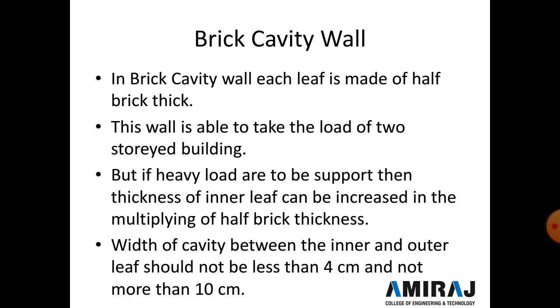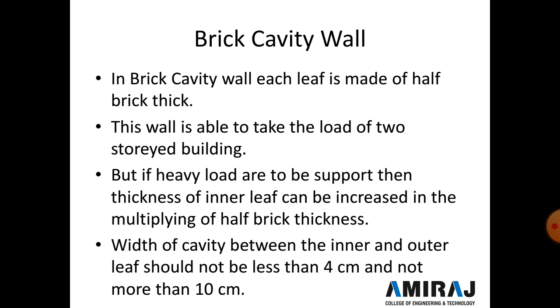Next is the brick cavity wall. In a brick cavity wall, each leaf is made half a brick thick, and this wall is able to carry the load of a two-story building. But if heavy loads are to be supported, then the thickness of the inner leaf can be increased in multiples of half brick thickness.